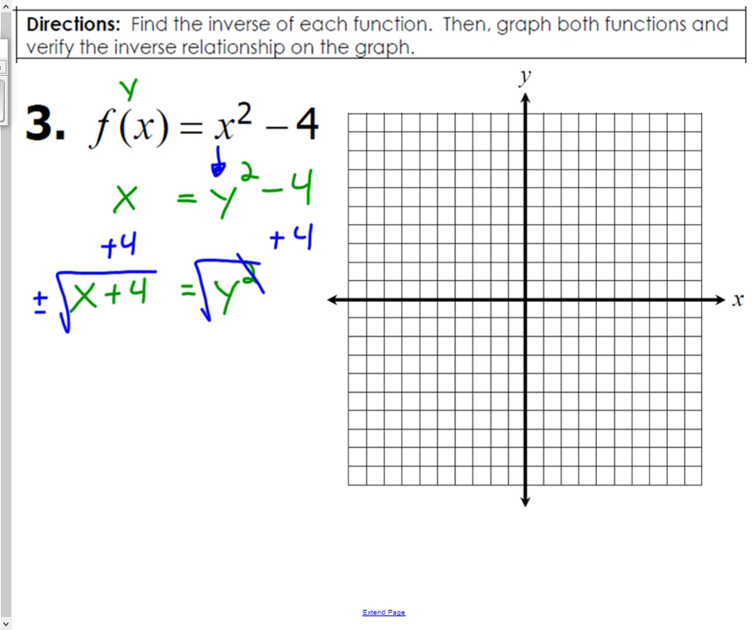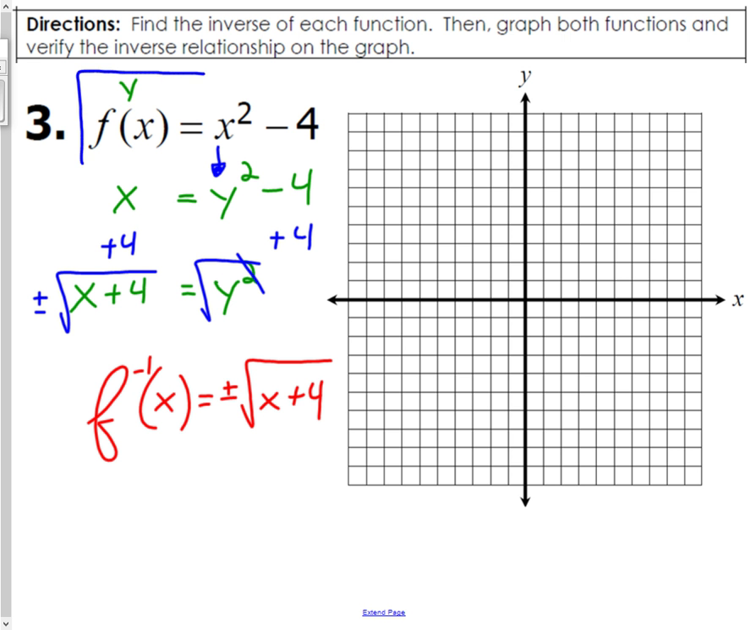So unfortunately, this inverse isn't a function, but that's okay, we can still graph it. I'm going to go ahead and commit a cardinal sin and write that inverse as f inverse of x. Despite the fact that it is not a function, it is still something we can graph. So we'll start with the parabola. Graph that parabola in blue.